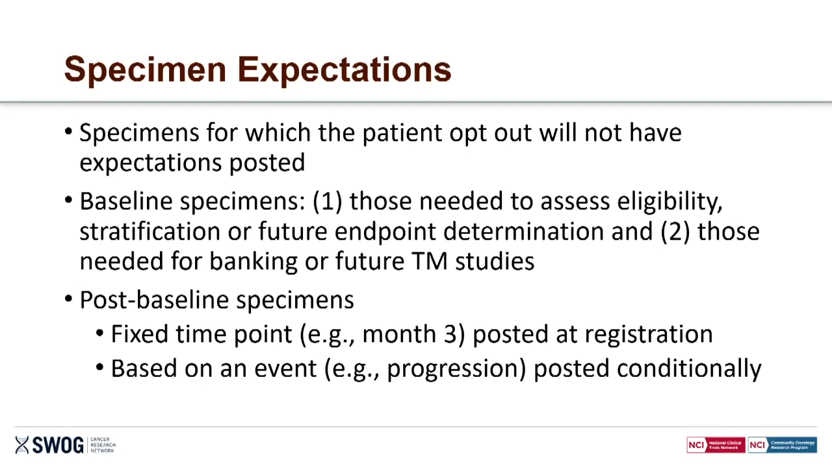And if you see them and you think your patient's opted out, you need to contact us to figure out what's going on. The other thing is that baseline specimens are used both for assessing eligibility or screening or stratification or future endpoint determination. And they're also used for banking or future translational medicine studies.